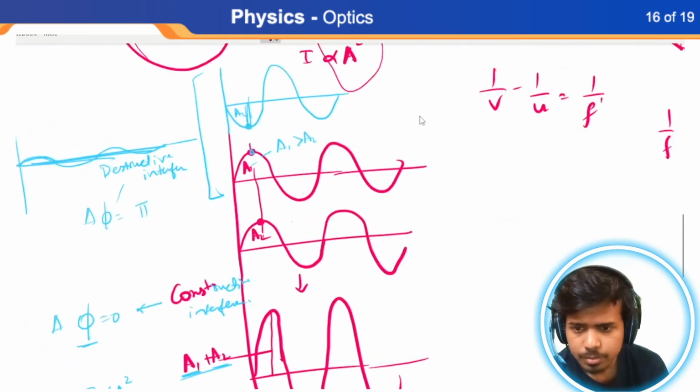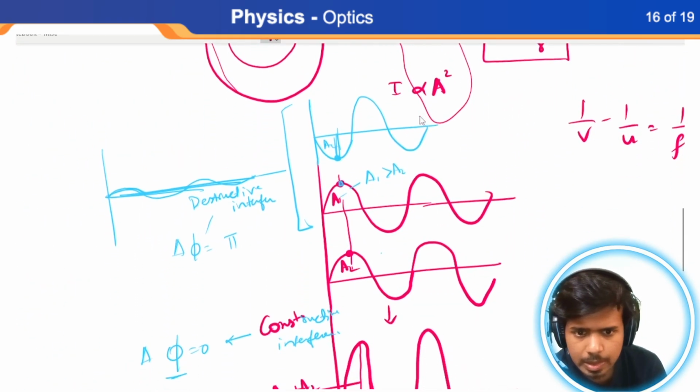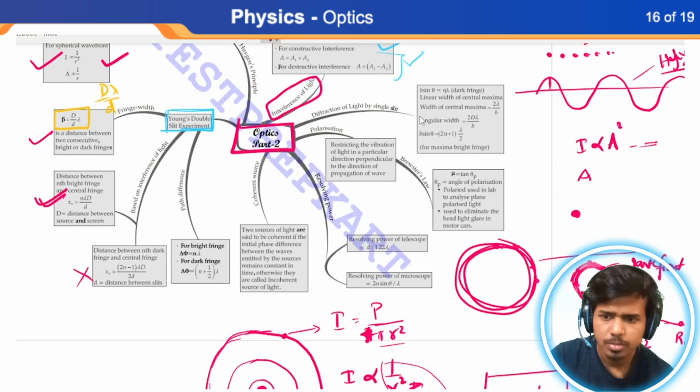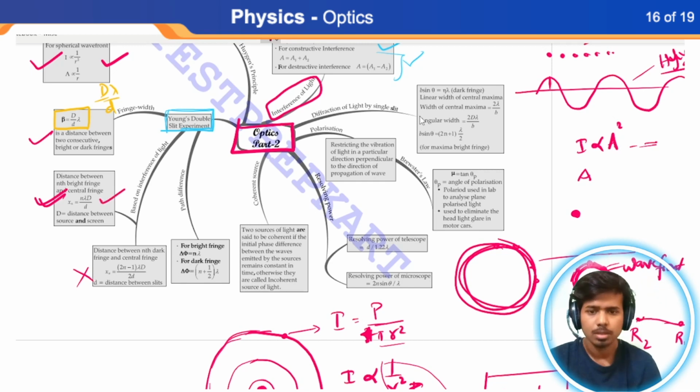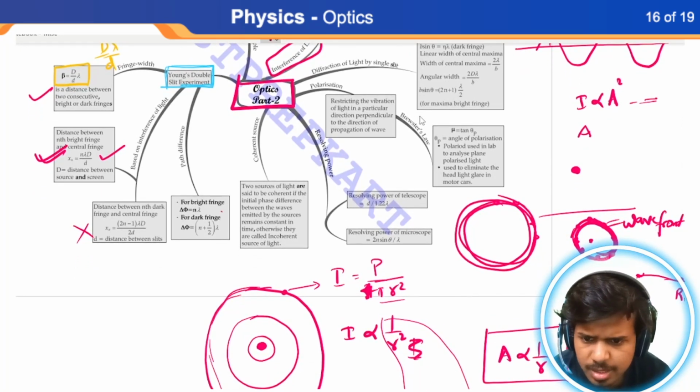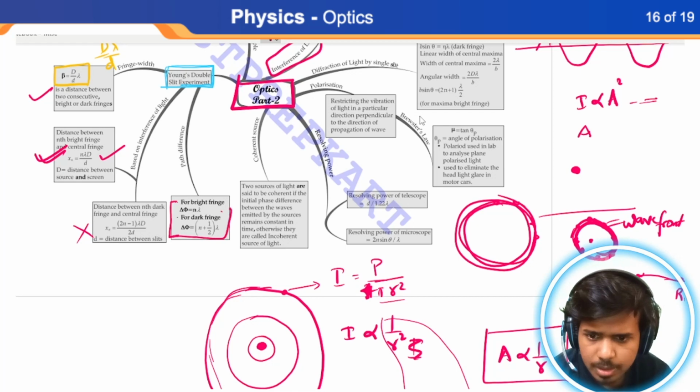Okay, so this was Young's double slit experiment. Only these two you need to remember, no problem. Or even only this one you remember, it is going to be fine. This is part of the explanation actually, how it came up to be this.